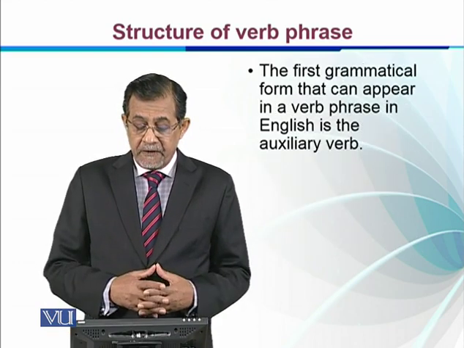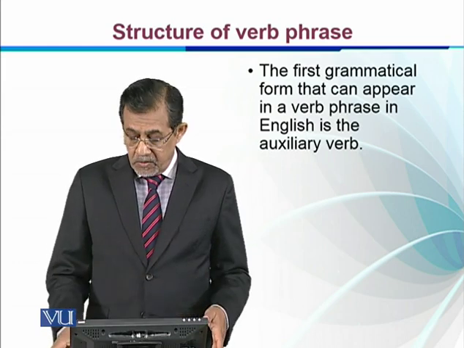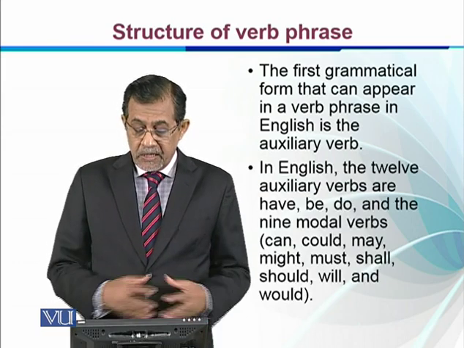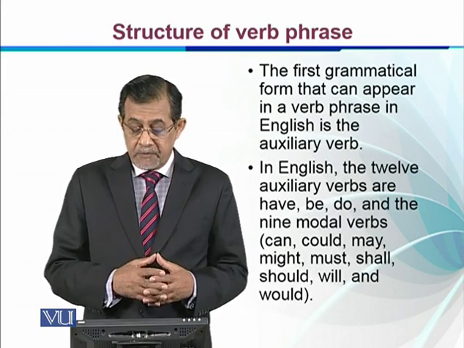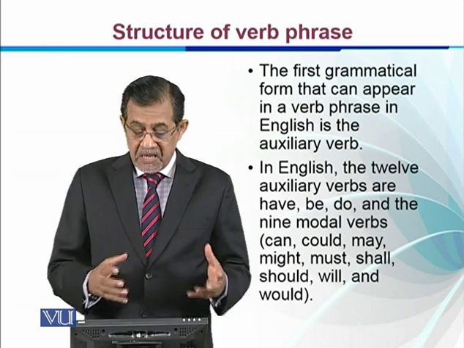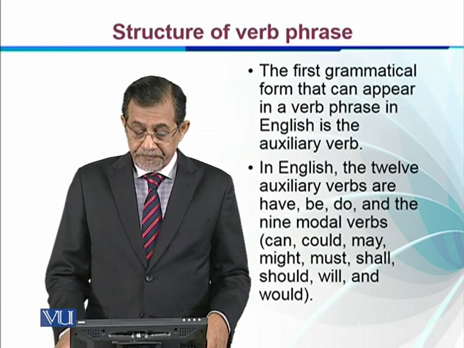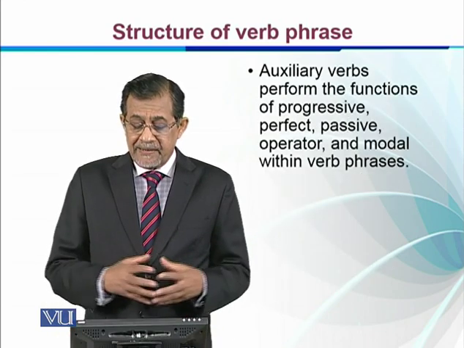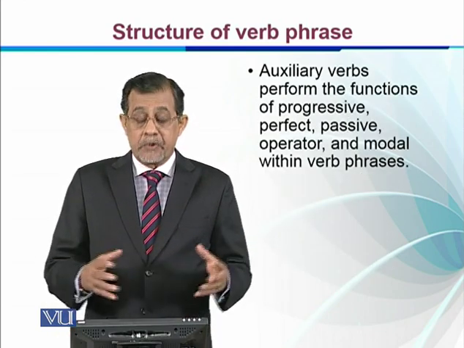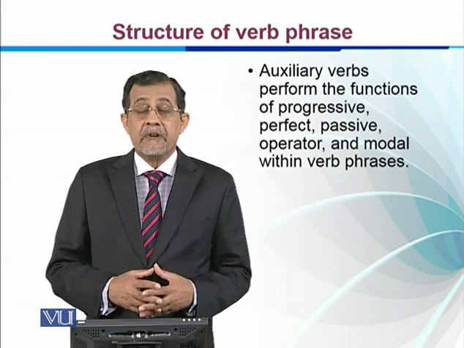The first grammatical form that can appear in a verb phrase in English is the auxiliary verb. So in English, the auxiliary verbs are have, be, do, and the nine modal verbs: can, could, may, might, must, shall, should, will, etc. Auxiliary verbs perform the functions of progressive, perfect, passive, operator, and modal within verb phrases.